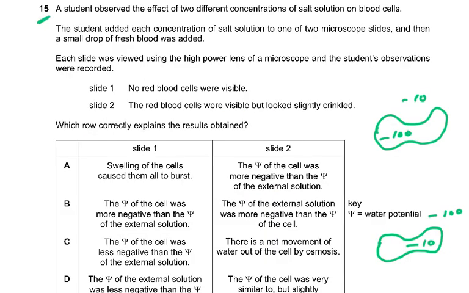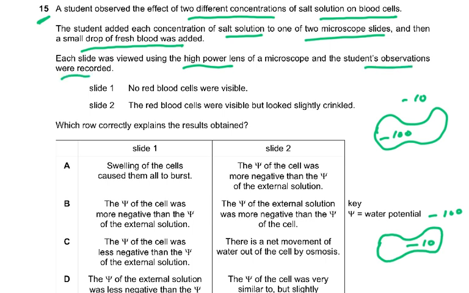Now, question number 15, a student observed the effect of two different concentrations of salt solution on blood cells. The student added each concentration of salt solution to one of two microscope slides, and then a small drop of fresh blood was added. Each slide was viewed using the high power lens of a microscope, and the student's observations were recorded. Slide 1, no red blood cells were visible. What has happened? Water has moved in, the cell has swollen up, and then it has burst.